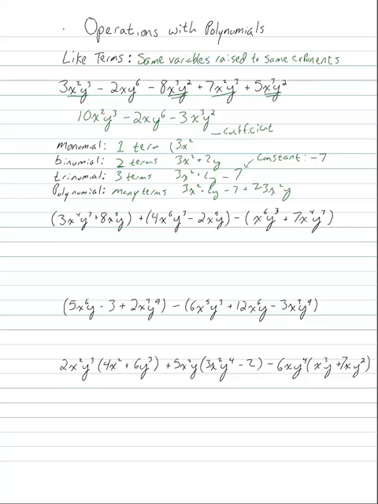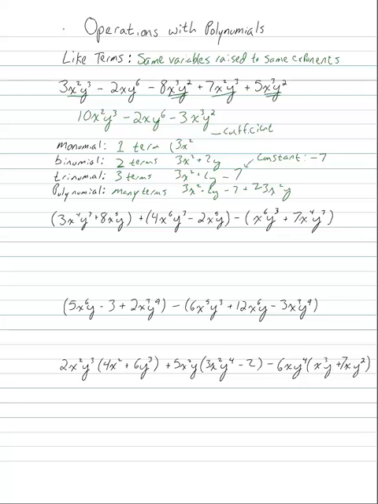So I have 3 binomials here. I got 3x^4y^7 plus 8x^5y. I'm going to add on to that a binomial, 4x^6y^3 minus 2x^5y. And I'm going to subtract from that a binomial, x^6y^3 plus 7x^4y^7. So they're all in parentheses.